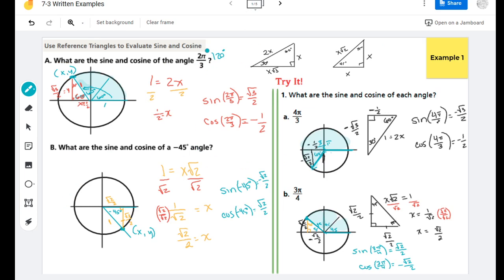So there we have it, guys. That's how to use reference triangles to evaluate the sine and the cosine. Until next time.